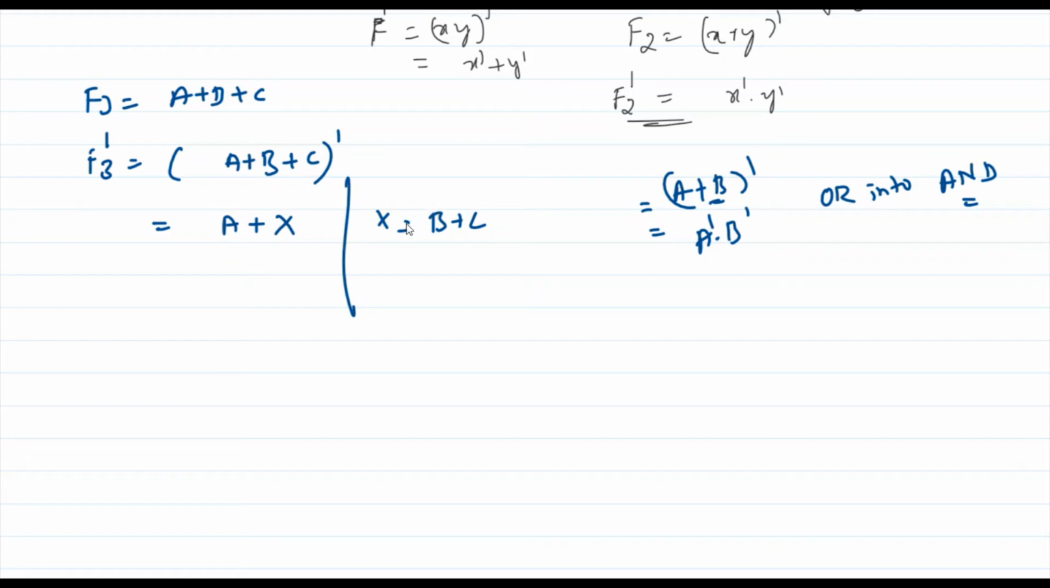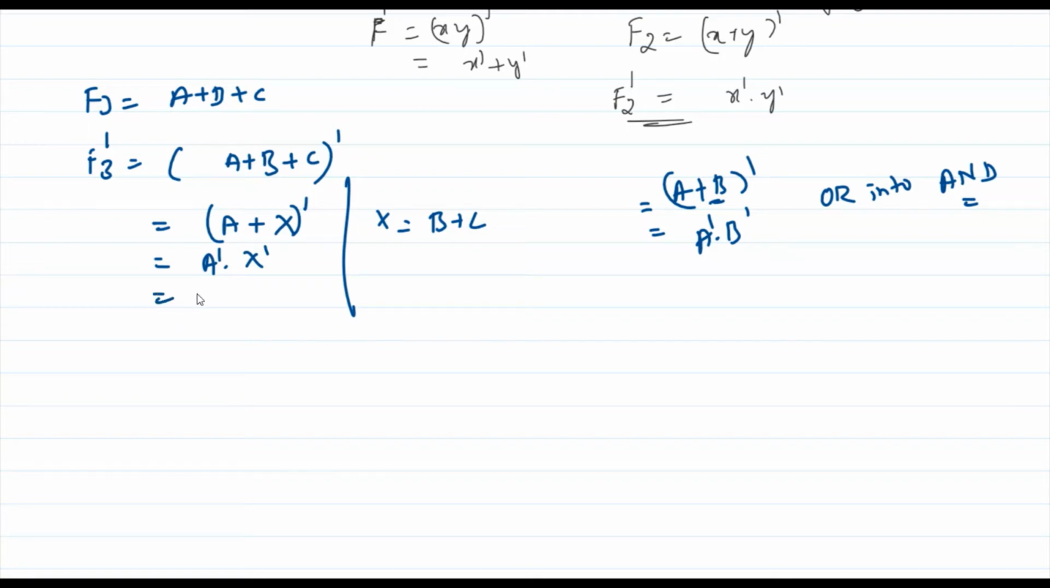I think you are understanding now. So then it becomes (a plus x) whole prime. Am I right? Okay. Now you can apply De Morgan's theorem, because you already know how to apply De Morgan's theorem for two variables, right? So you can write it like this. This is the complement of a sum, so I can write the individual complements of a product, that is a prime dot x prime. Am I right?